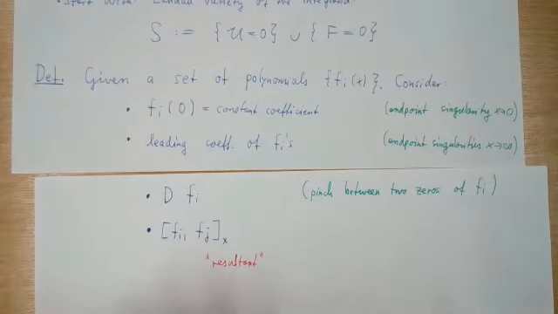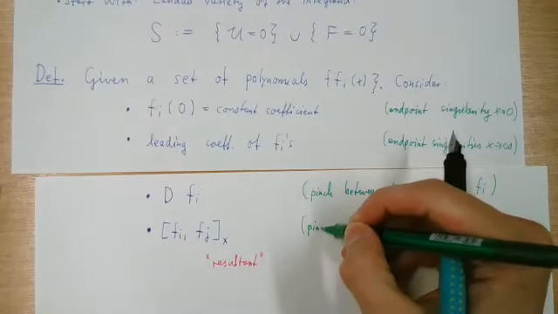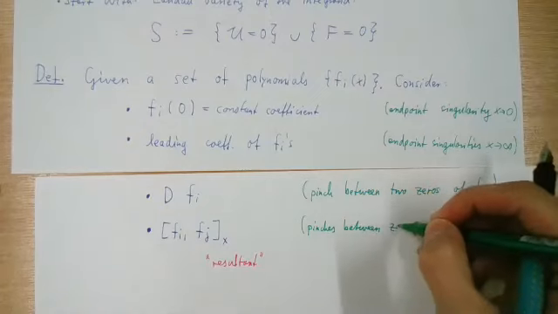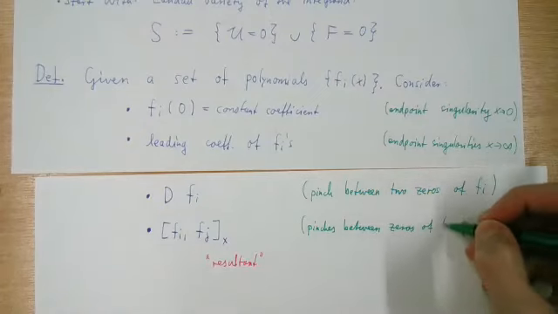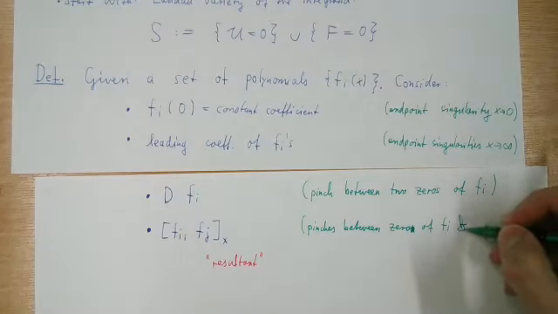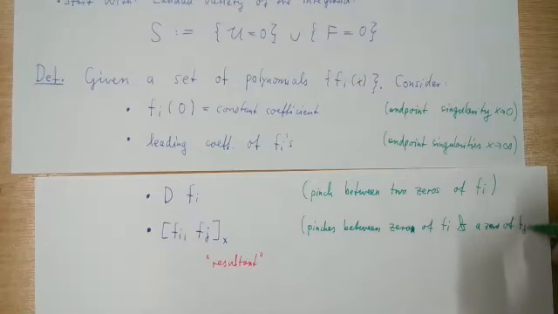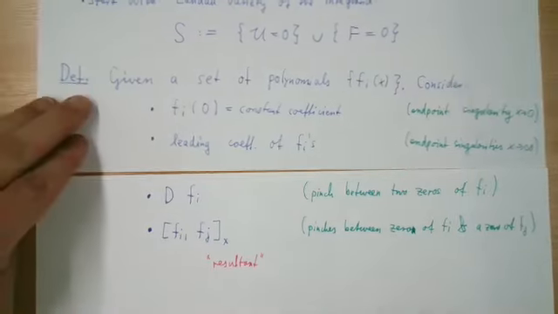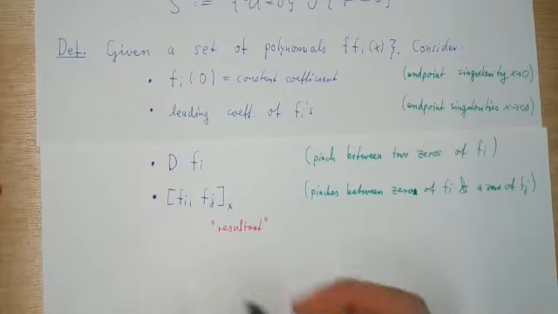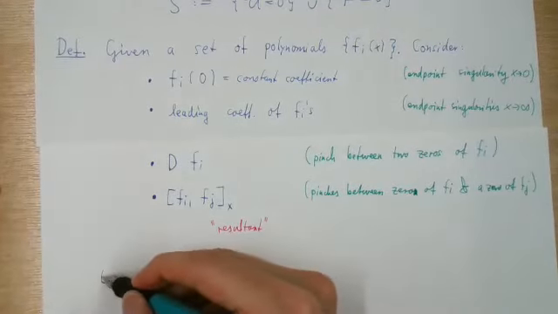And I'll give an example in a second. So these keep track of pinches between zeros of f, or between a zero of fi and a zero of fj. And again, I'll give an example for this. Or let's do it right now. Example.